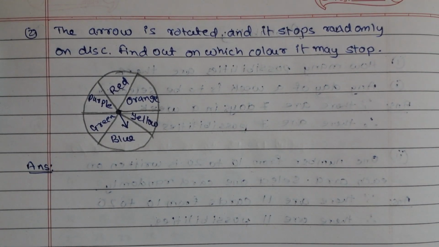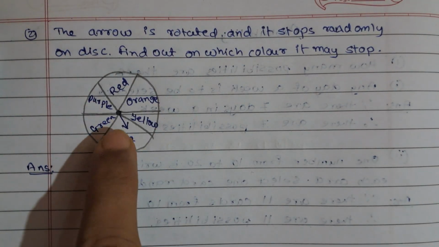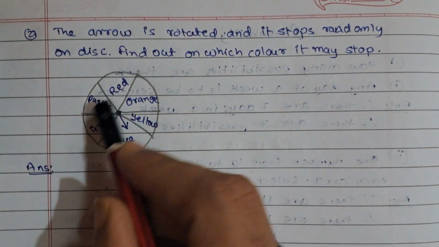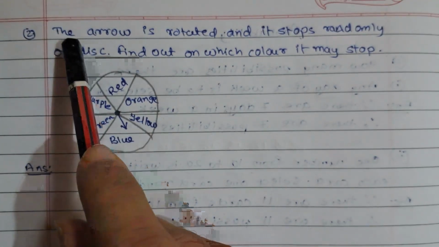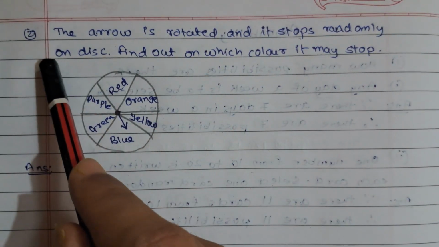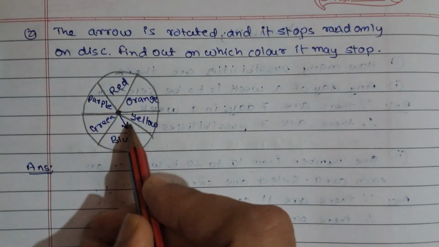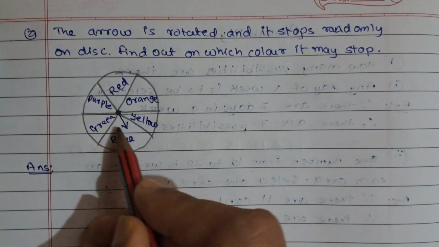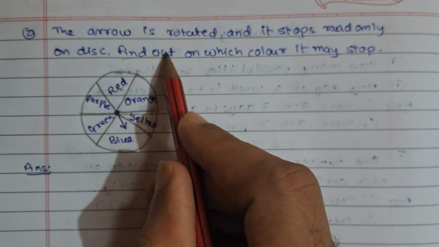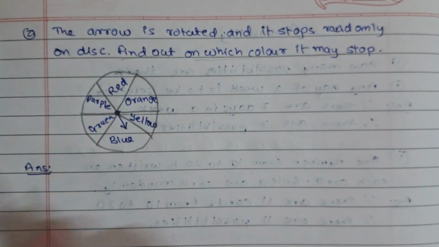So let's see the next question. This question is a bit different. They have given us a disk and it has an arrow over here, and this arrow is in such a way that I can rotate it. The question says the arrow is rotated and it stops randomly on the disk. That means I will rotate this arrow and it will start rotating. It might stop at any one of these colors. The question says find out on which color it may stop. I need to identify on which color this can stop.